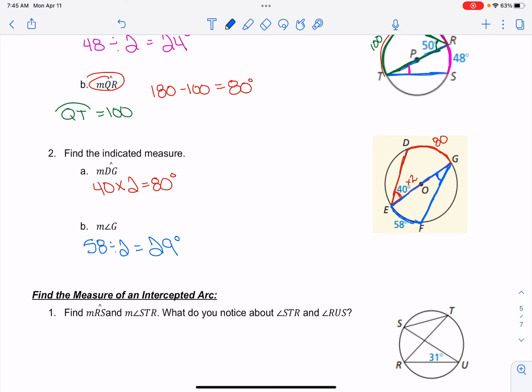So if you know the arc and you're looking for the angle, you divide by 2. If you know the angle and you're looking for the arc, you multiply by 2.